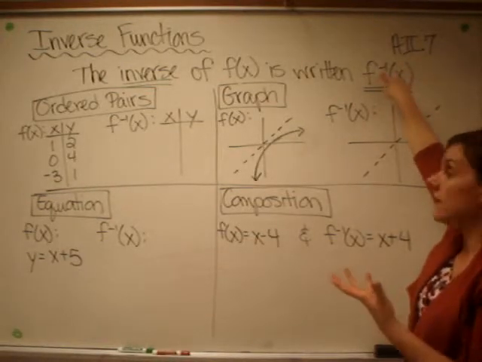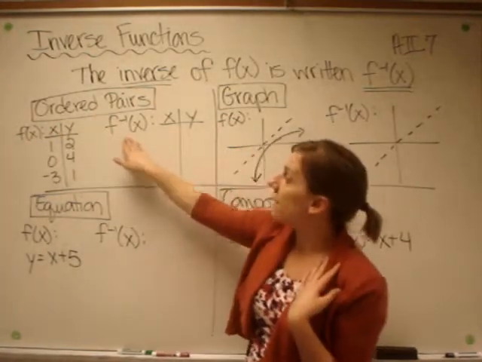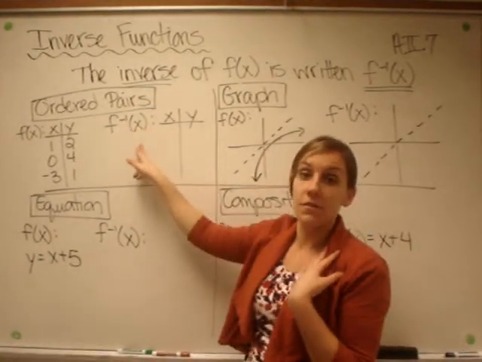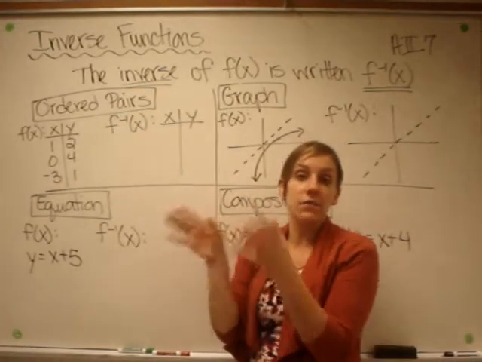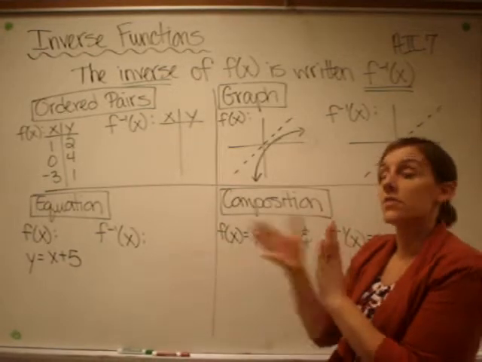Whenever you see that little negative 1, that means inverse. So I have a regular function f of x, and then I have f to the negative 1 of x. That's what that little negative 1 means. It means inverse. You see that button on your calculator, that means the inverse of something.